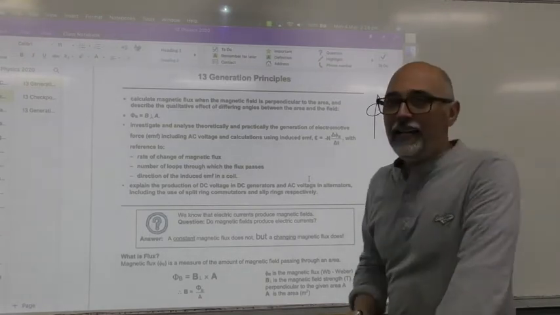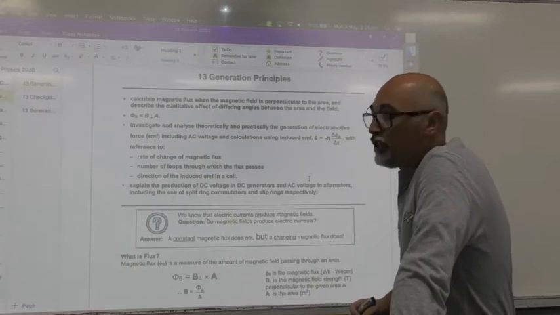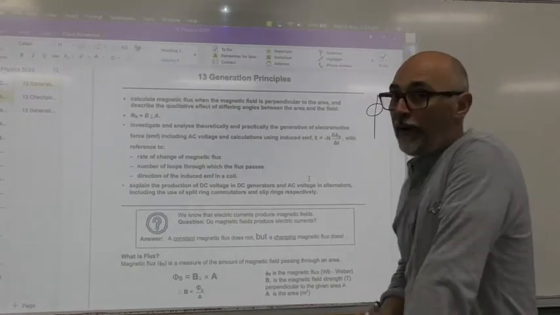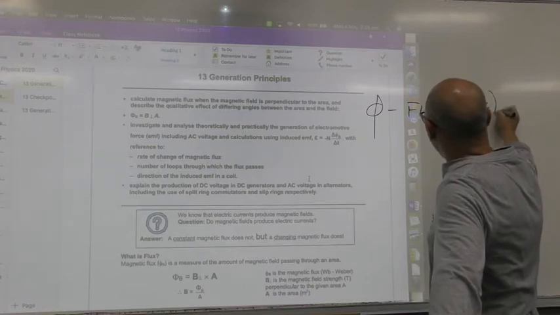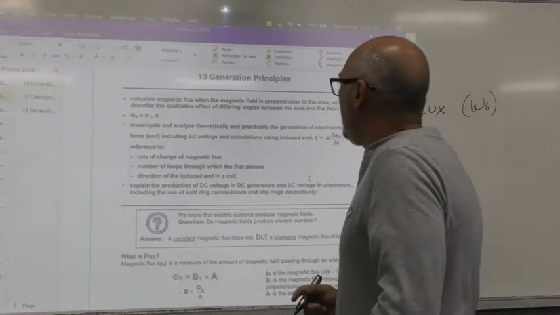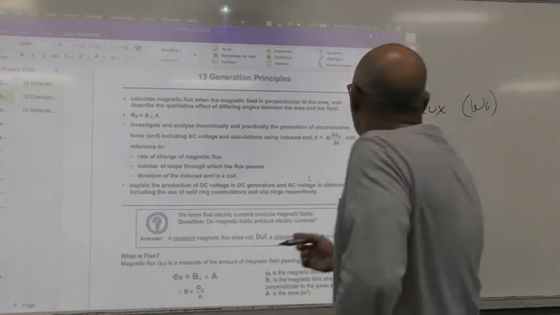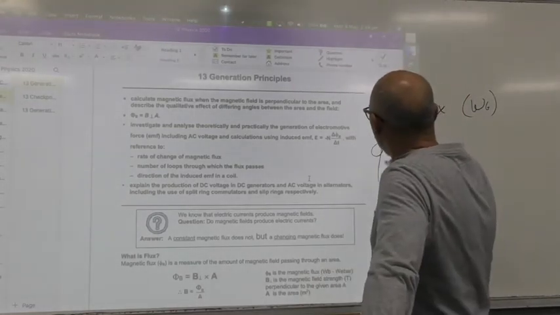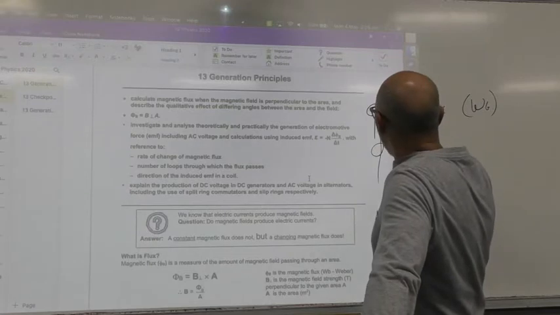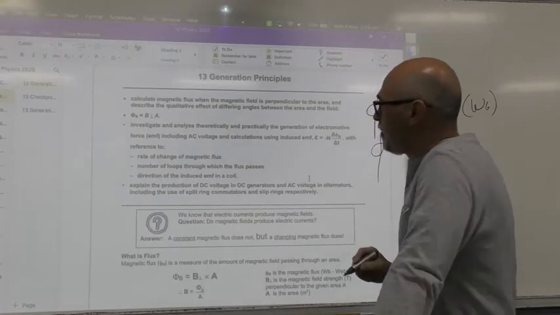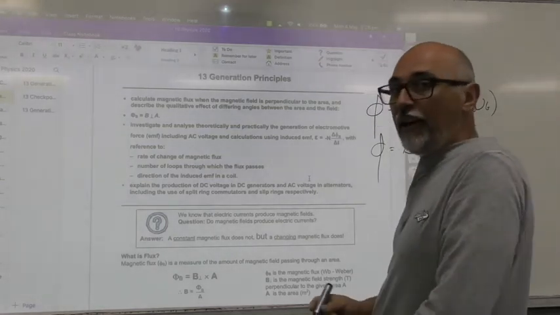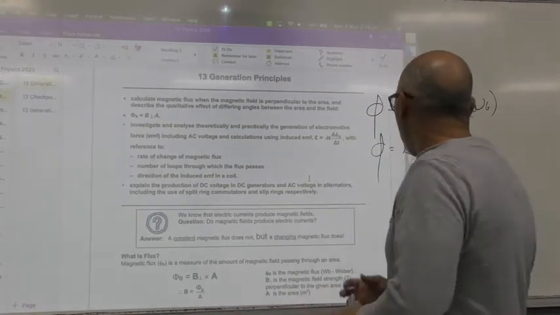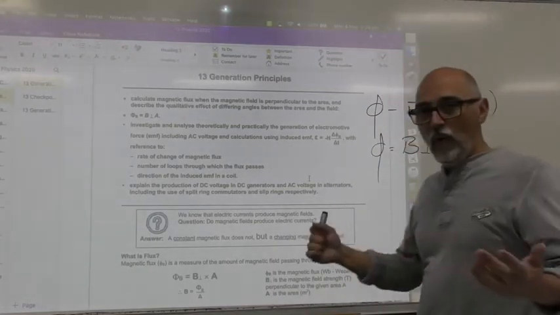All right, and its unit, the unit of flux, is the Weber. Okay, so basically W, big W, little b. All right, that is the Weber. Okay, now what is flux? If you look at the formula for flux, it is equal to the magnetic field strength that is threading a particular cross-sectional area.